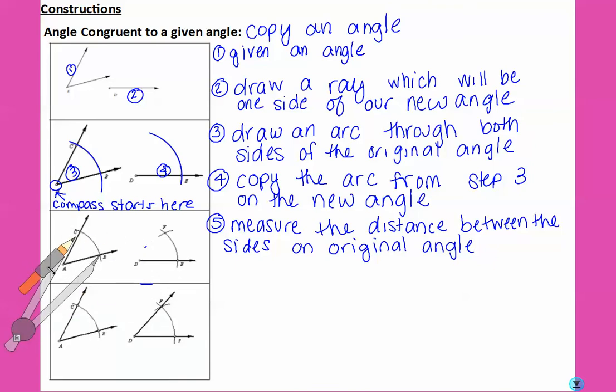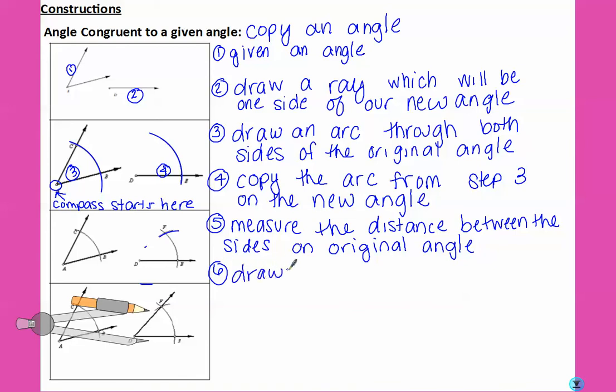Sorry, I measured off the wrong picture. And draw my arc. So draw an arc on the new angle using the distance from step 5.